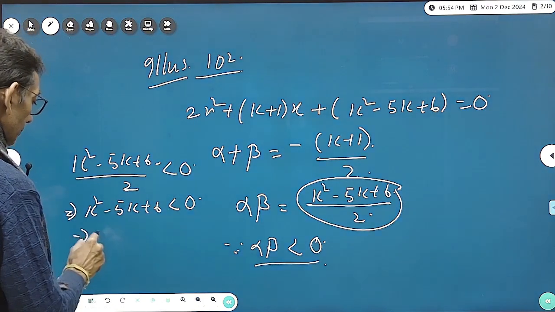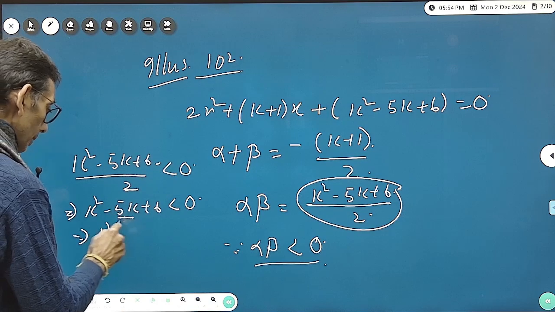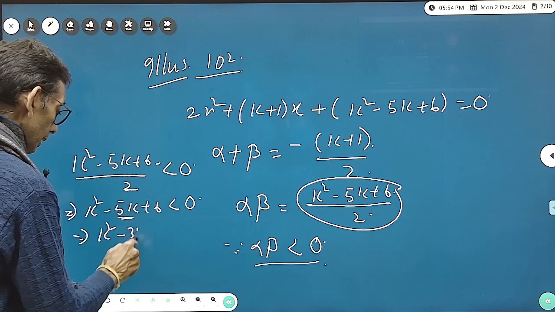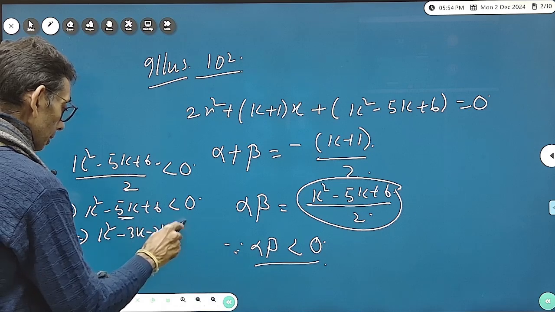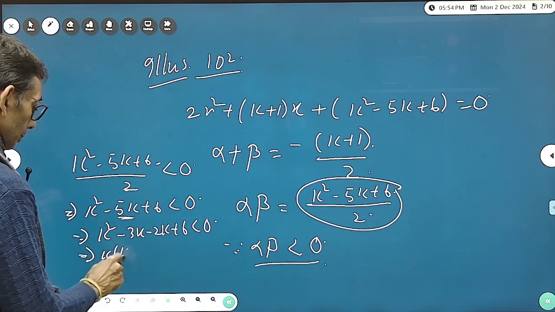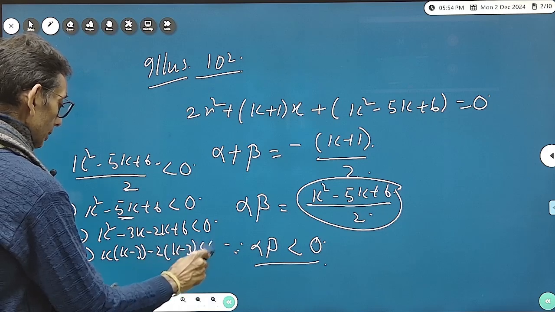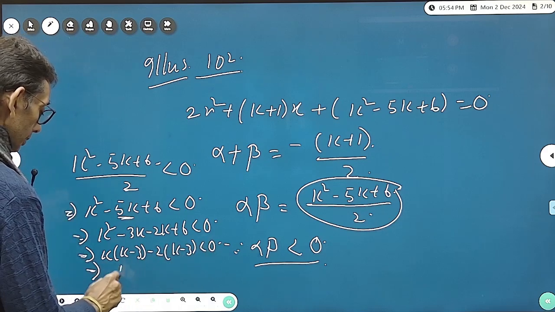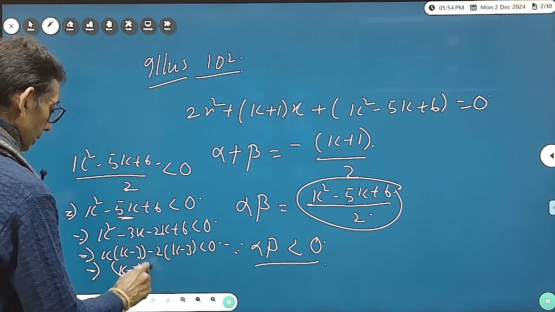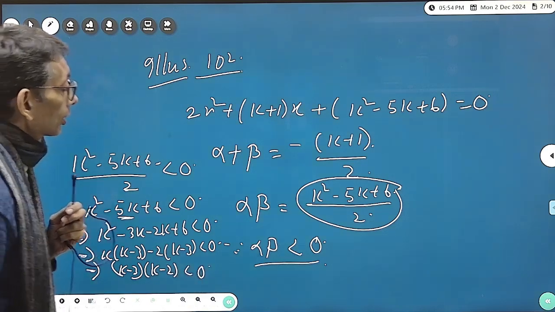Factorize: 6 is 3 into 2, and 5 is 3 plus 2. So k square minus 3k minus 2k plus 6 less than 0. This implies k common: k minus 3, minus 2 common: k minus 3, less than 0. This implies (k minus 3)(k minus 2) less than 0.